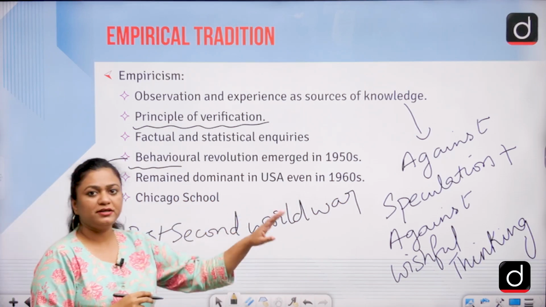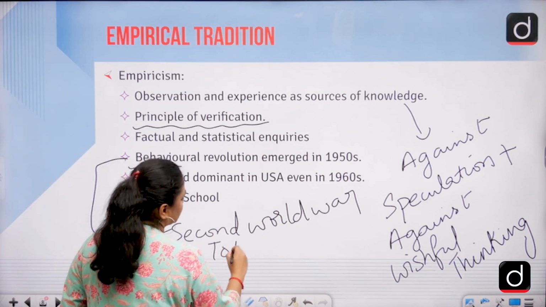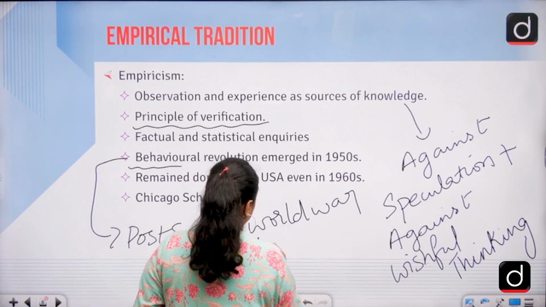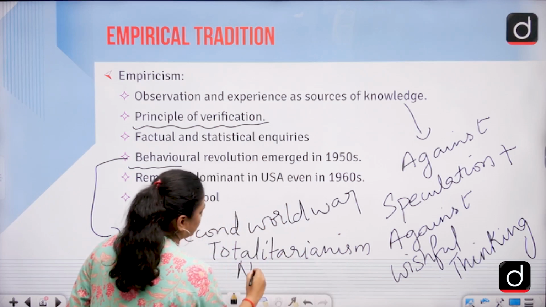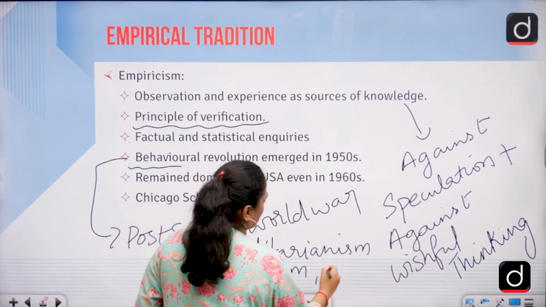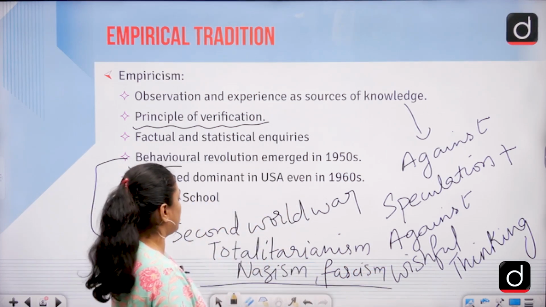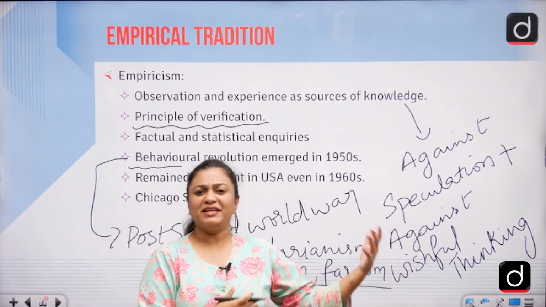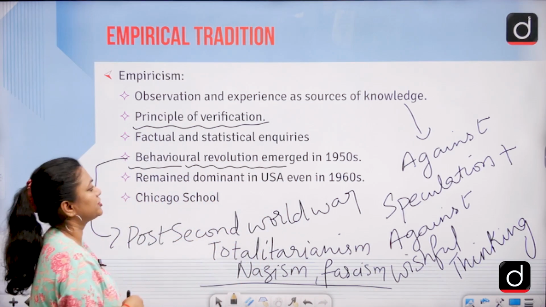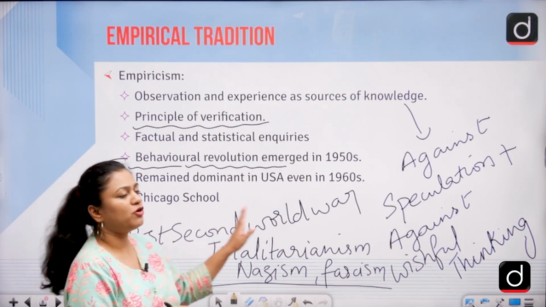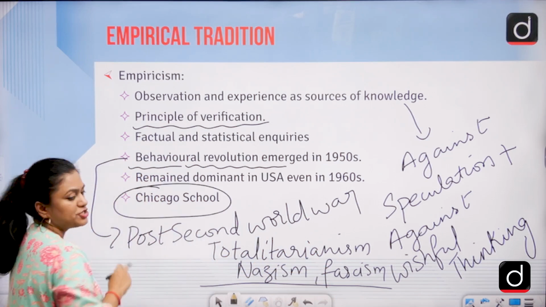Okay, so obviously during the two world wars we have seen the rise of totalitarianism, Nazism and fascism, and the world saw the horrors of the Holocaust, Blitzkrieg and many other things. Okay, so there was a necessity felt for a behavioral revolution that emerged in the 1950s. It remained dominant in the United States of America even in the 1960s. Then after that you have the Chicago School.